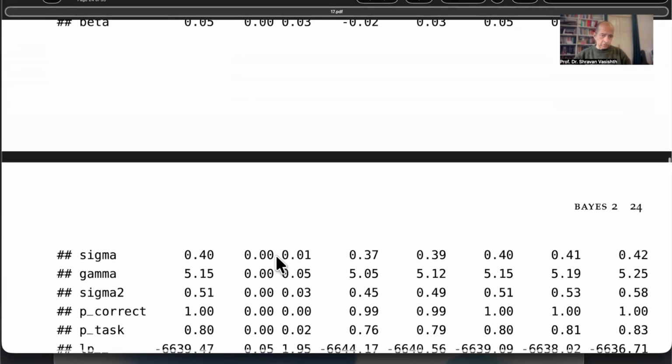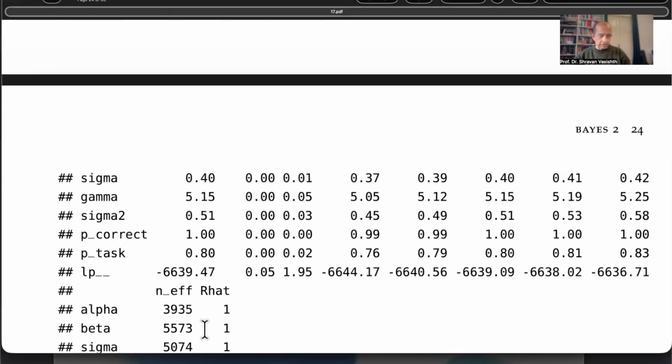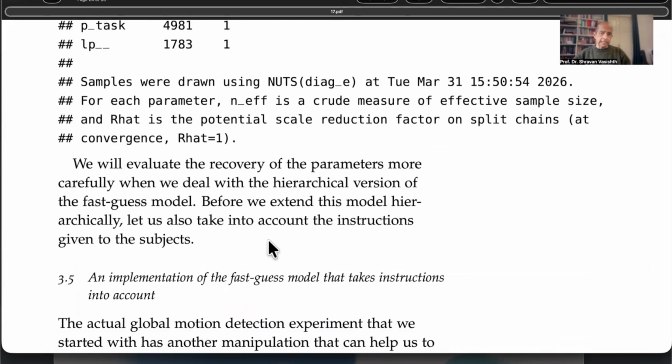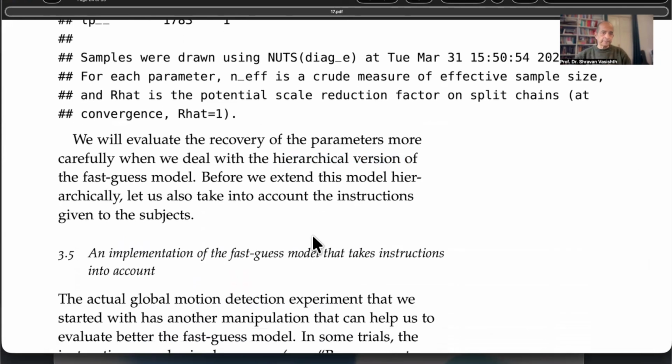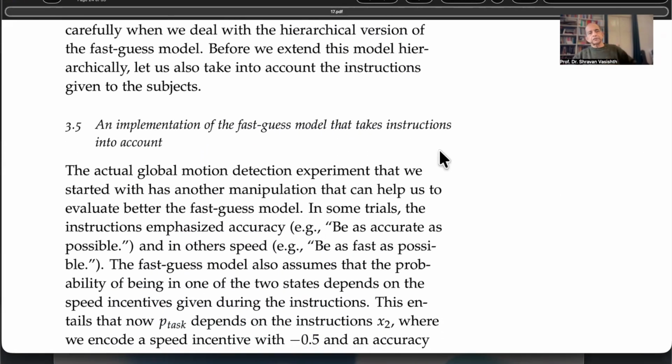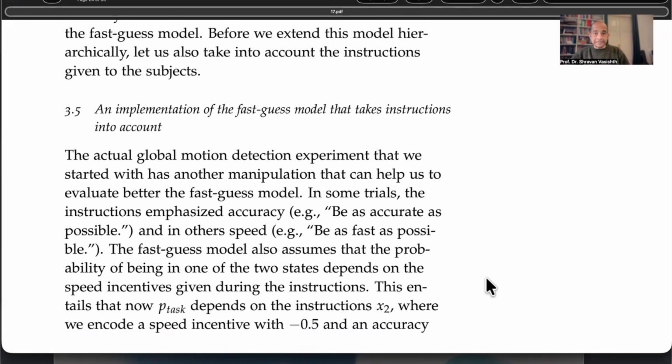Like right now we're just doing a quick informal check to see if the parameters look okay, but later on we'll do more checks once we start building a hierarchical version of this model, which will take subject level variability into account. So then the next part of this model development, you can see that we are incrementally building up the complexity of the model. So the next part of the extension to the model is to take the instructions into account.